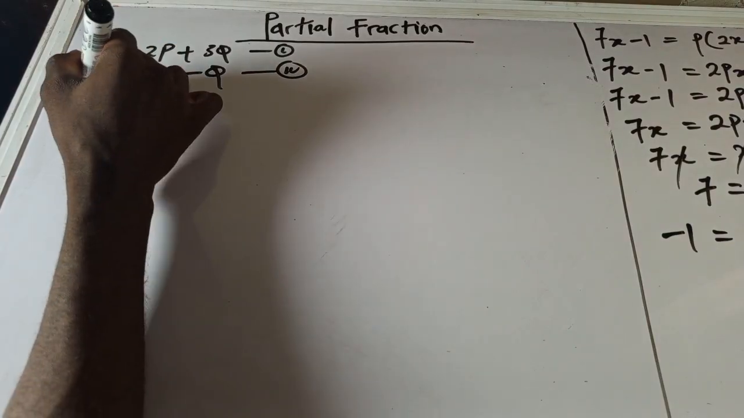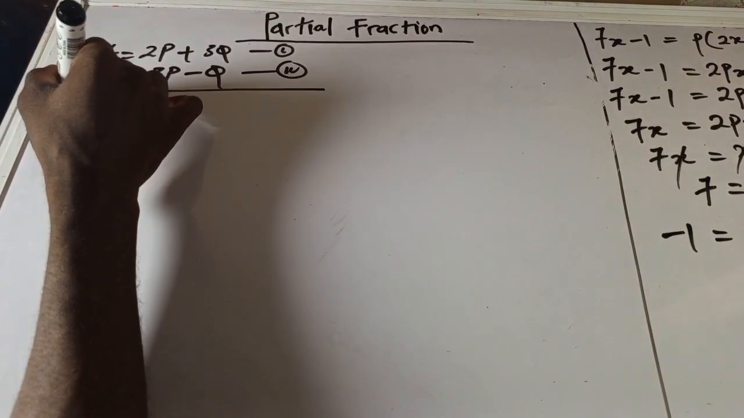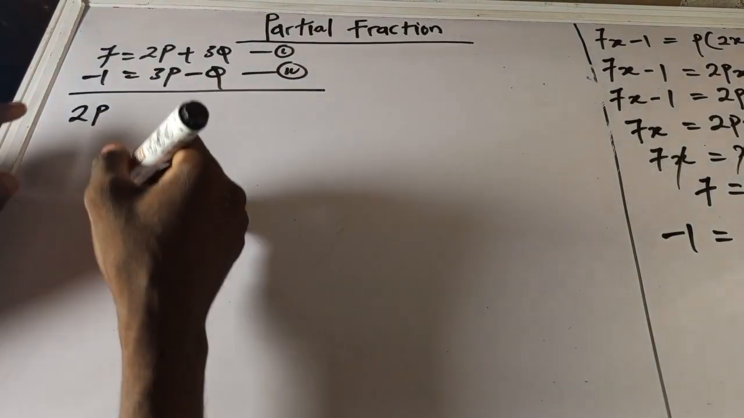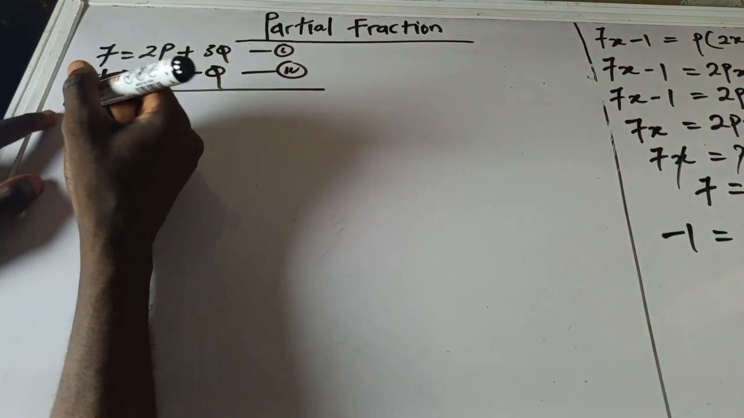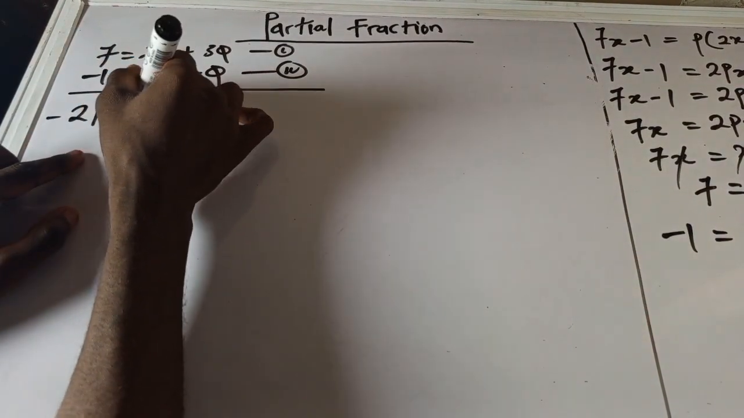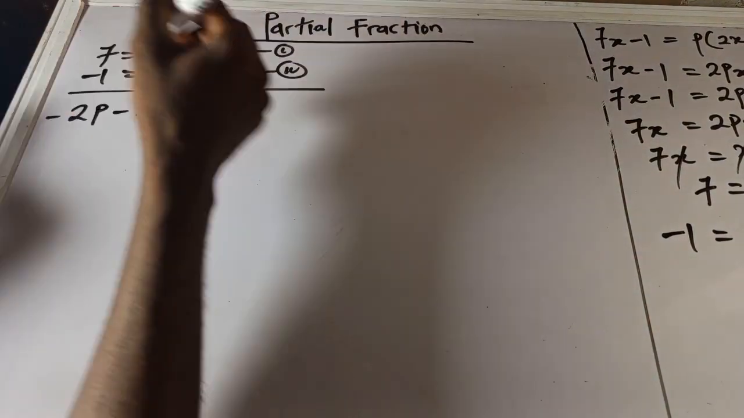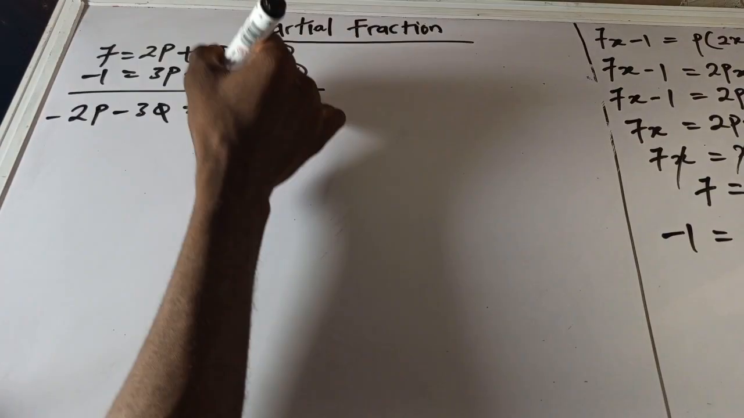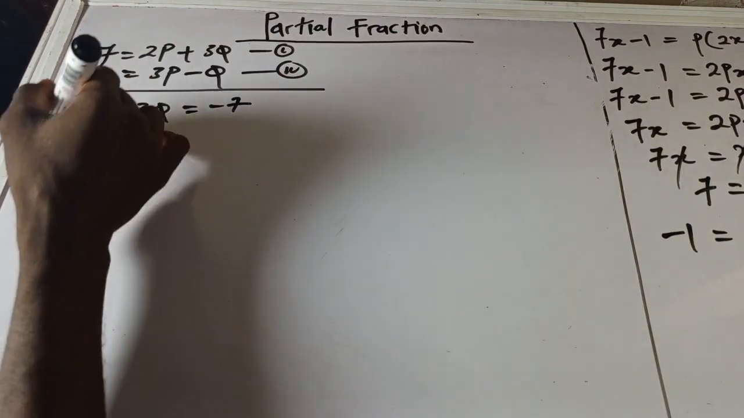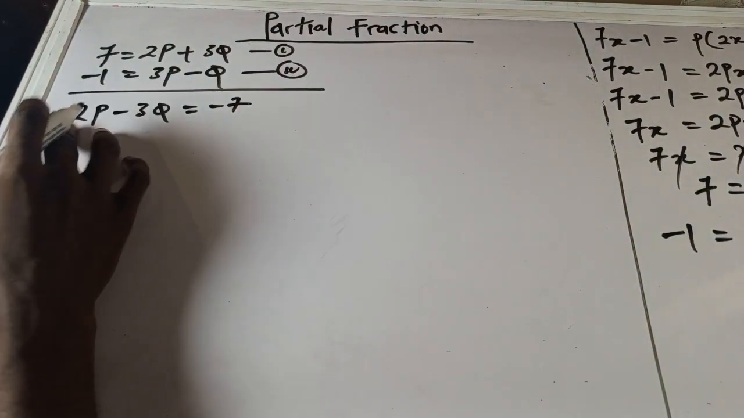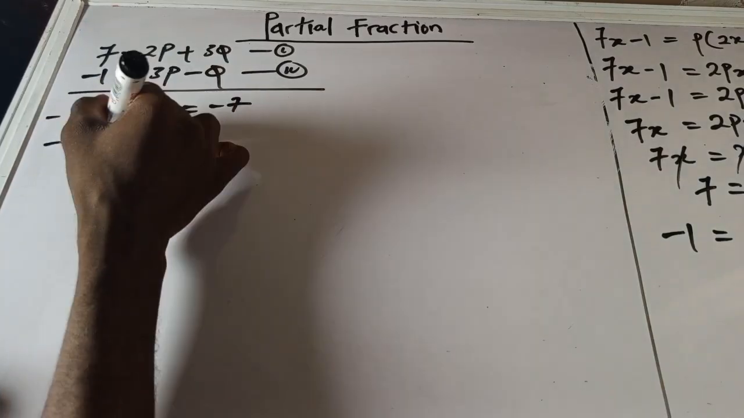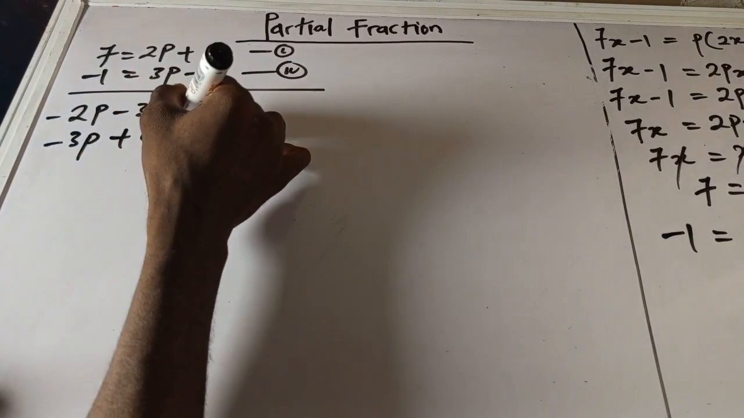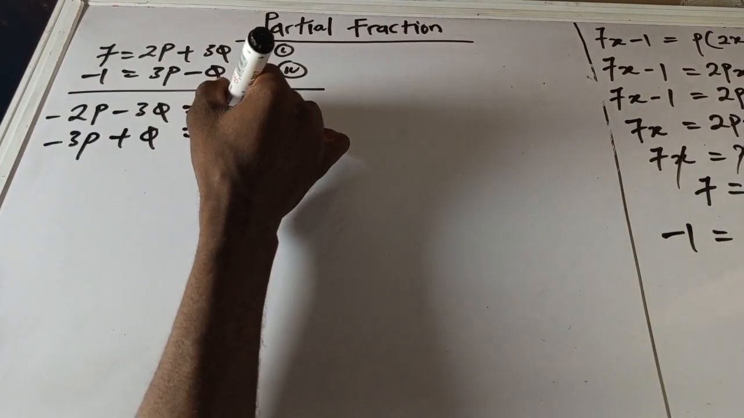By saying this is 2p, negative 2p, negative 3q. I'm moving all of this to this side. This is equals to -7, and here is negative 3p, and positive q equals to +1.